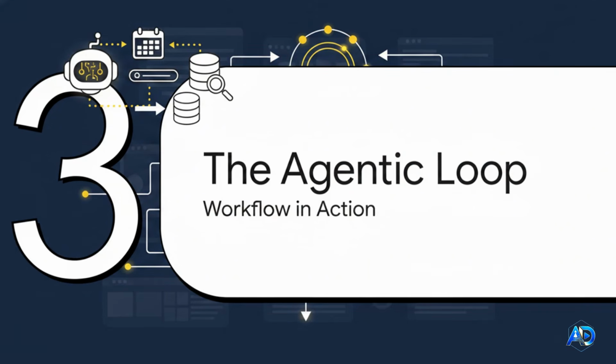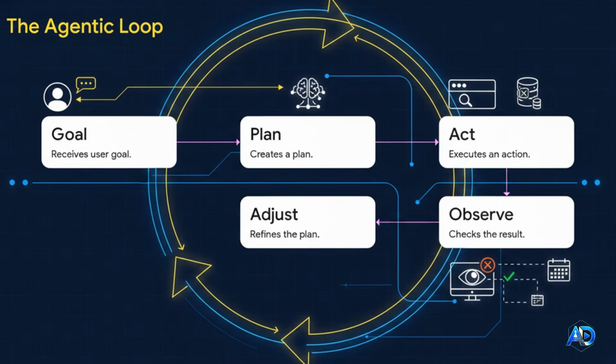Section 3. The agentic loop in action. Now let's look at the continuous process these agents use. It's known as the agentic loop, and it's a 5-step cycle. First, the AI gets a goal from you. Second, it uses its brain to craft a plan.